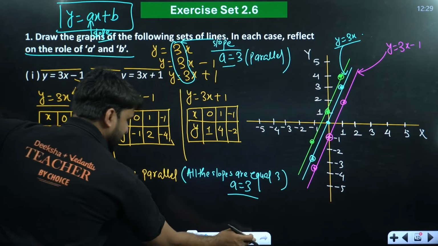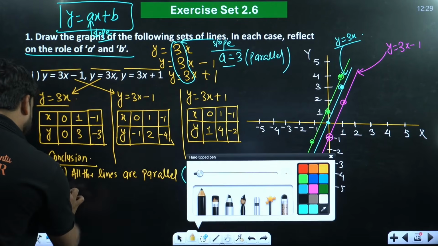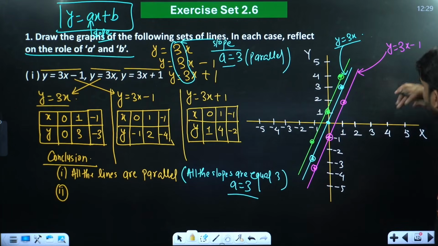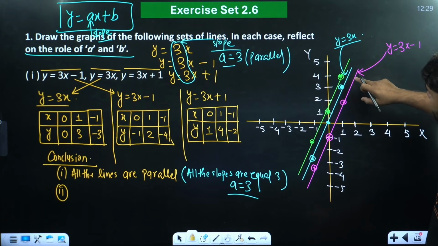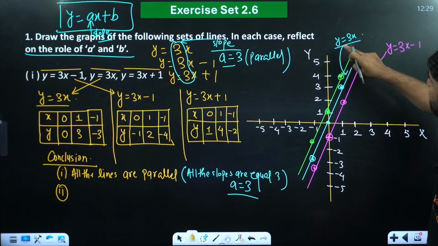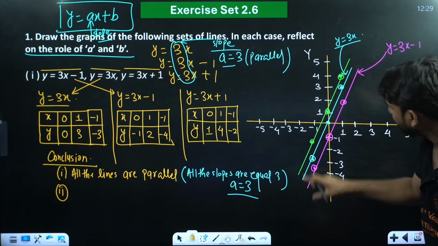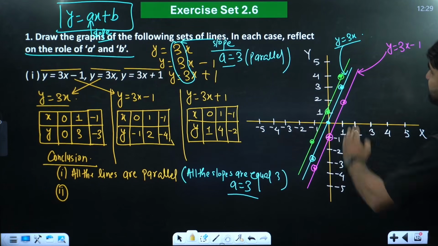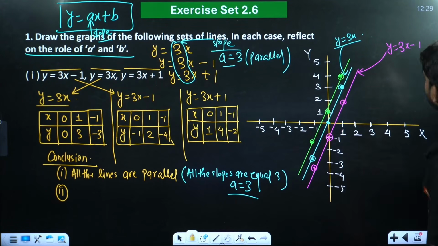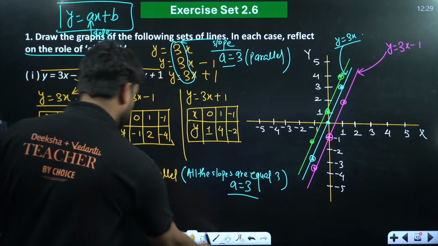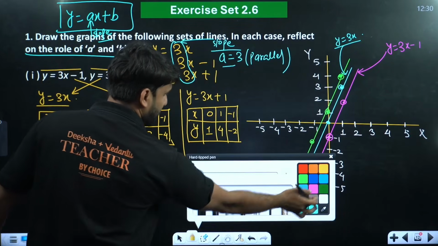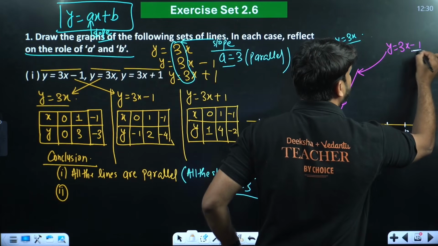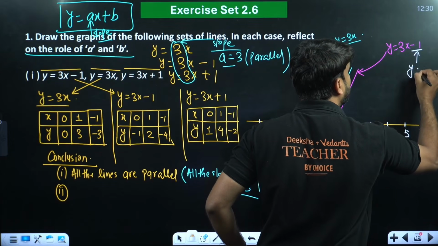Now, the second conclusion. What is the second conclusion, champions? Please look there. Do you see this middle blue line, y is equal to 3x, which is passing exactly through the origin? And 3x minus 1 is passing through here. Can you see this minus 1? Let me show you the result. This minus 1, y is equal to minus 1. And here the minus 1 is what? Y-intercept.